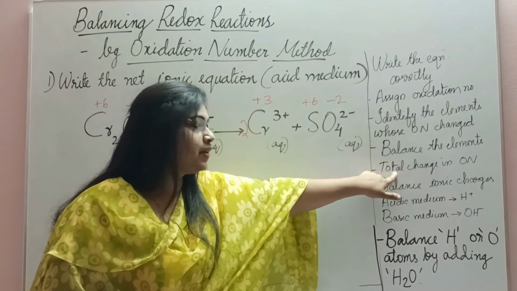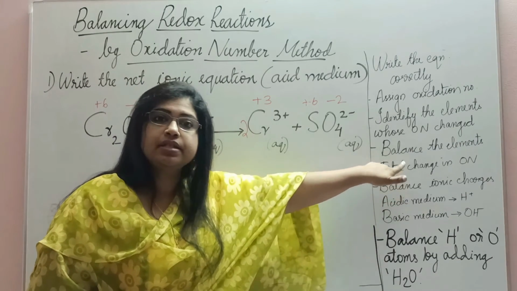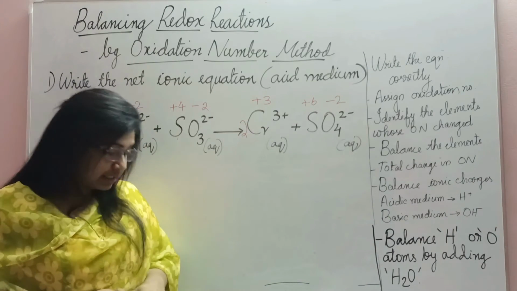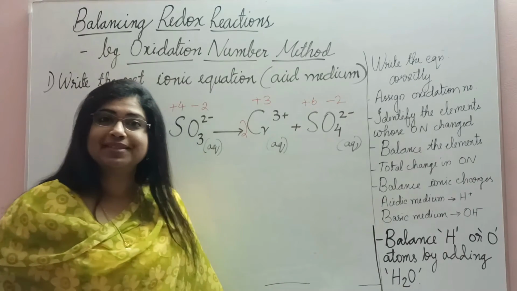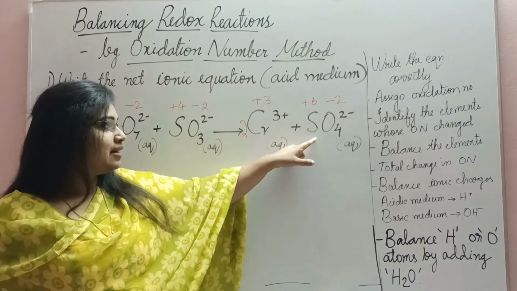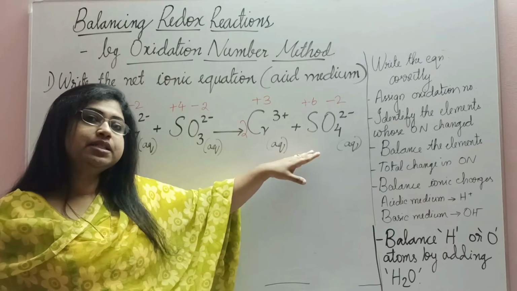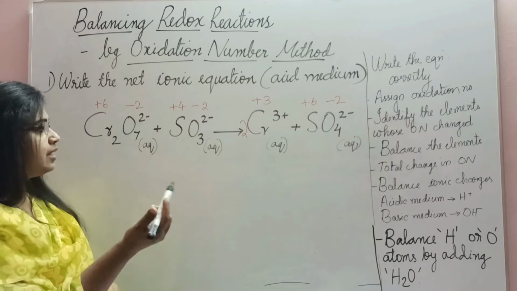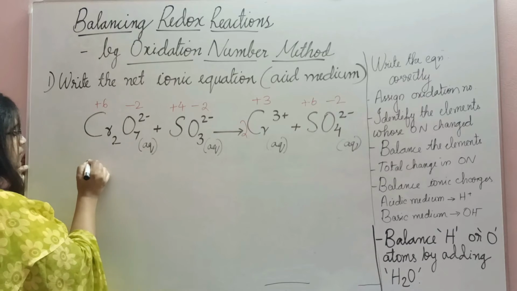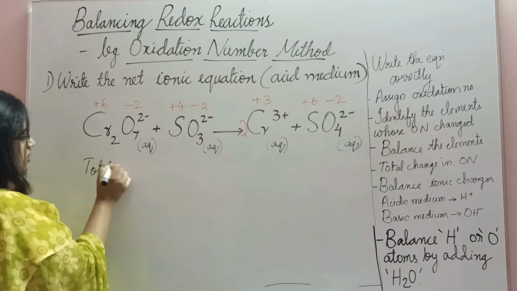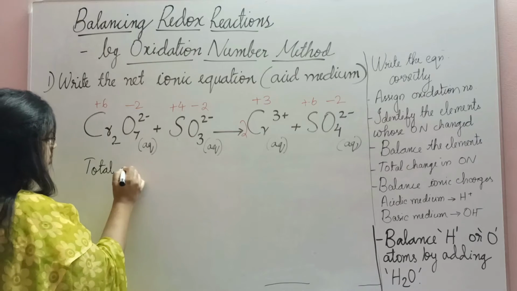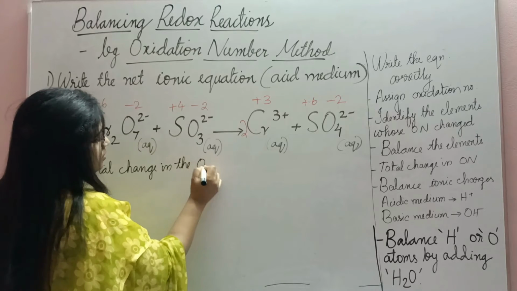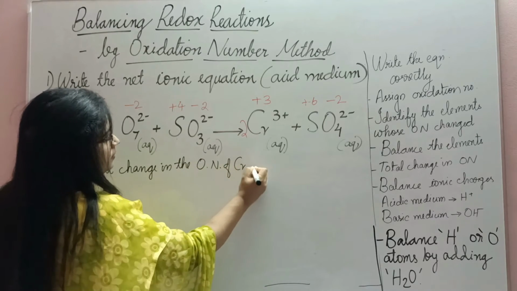The next step is to find or calculate the total change in the oxidation number of chromium and sulfur. They are the elements which undergo a change in their oxidation number. So calculate the total change in the oxidation number of both chromium and sulfur. First we can take chromium: the total decrease, or total change, in the oxidation number of chromium.